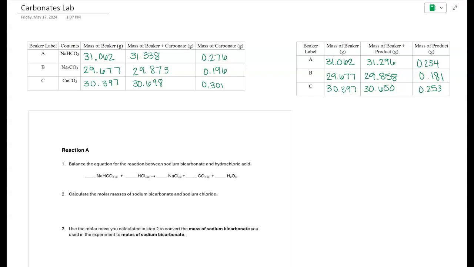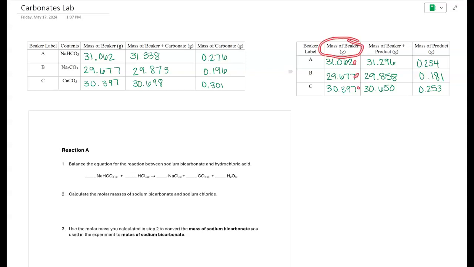Here I am going to go over the calculations for the Carbonates Lab. So I'm starting off with my table 1 here, and then this over here is table 2. So this is the mass of the beaker by itself, and you'll notice that both this column and this column are the same because it is just the mass of the beaker.